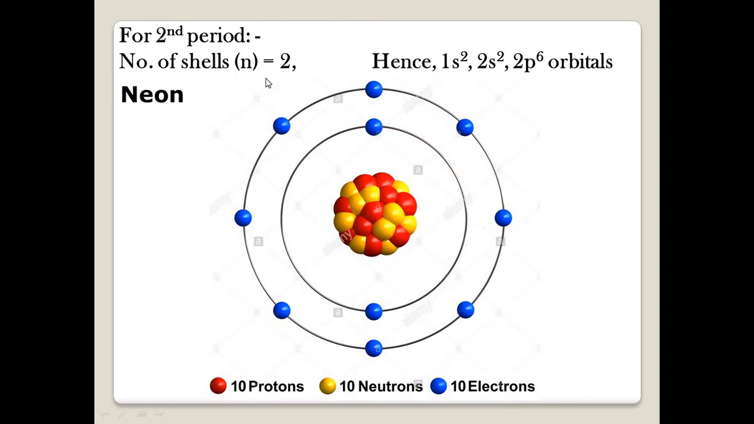For neon, n is equal to 2 again, for the second period. So it has electronic configuration 1s2 2s2 2p6 orbitals. Okay, so it has 10 electrons, 10 neutrons and 10 protons. Are you getting this?